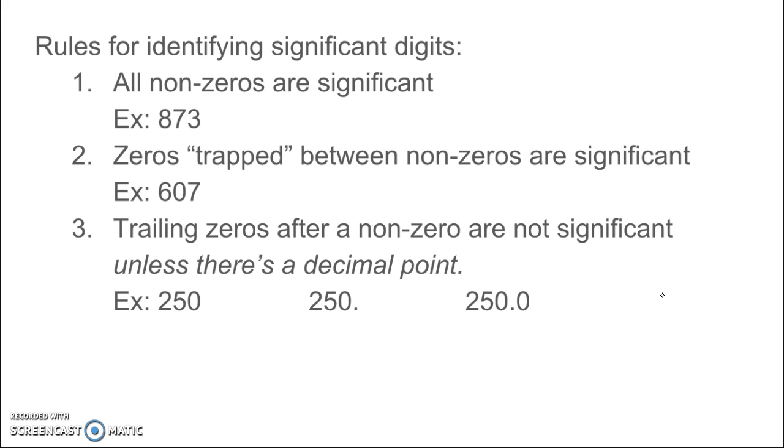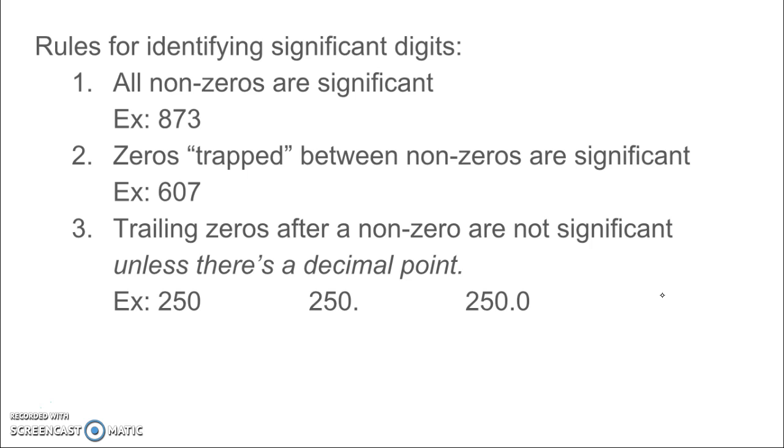So let's look at this far left-hand one right here. This 2 and this 5, these are non-zeros, so we know that they are significant. But what about the 0? Is this 0 right here significant? Well, it's a 0, so rule number 1 doesn't apply here. Rule 2 doesn't apply either because this is not trapped between non-zeros. It is a trailing 0 like rule 3 said, but it only counts if there's a decimal point, and there is no decimal point. So this number right here only has 2 sig figs.